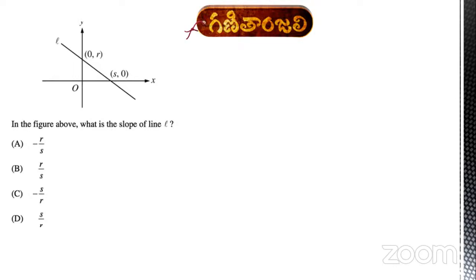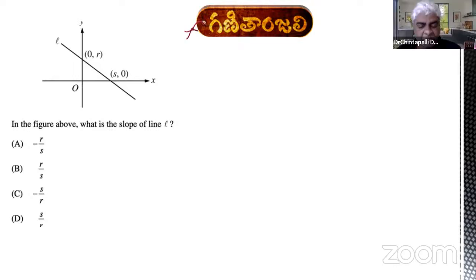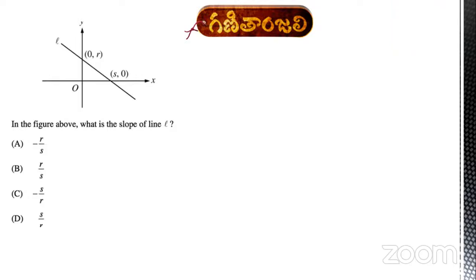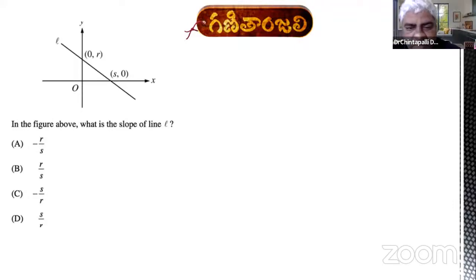What is the slope of the line 0 minus r by s minus 0? That's negative r over s. So is it option A? Yes, negative r over s.